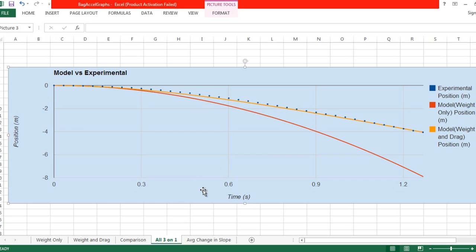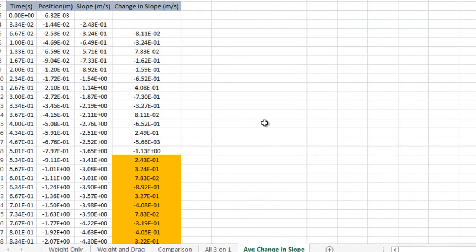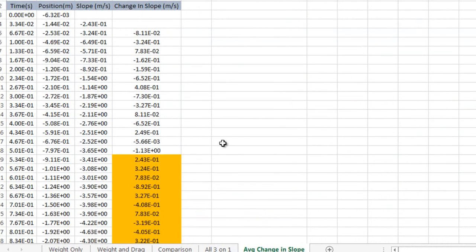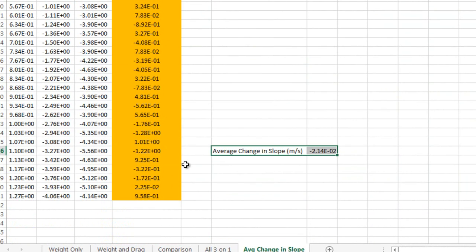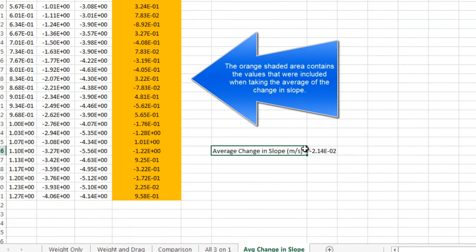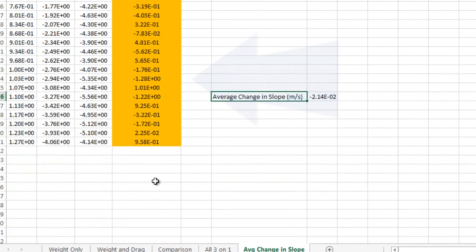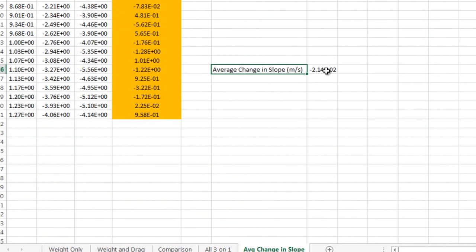To make sure my bag had terminal velocity, or was very, very close to having terminal velocity, I checked it on Excel. I calculated the slope, found the change in the slope, and then I took the average of the changes in the slope near the end, which is where I thought the object seemed to be in terminal velocity. And by taking the average, I found that the change in slope was 0.002 meters per second. If I dropped the bag from a higher point, I'm sure I could have gotten even lower numbers, to a point where the change in velocity was 0, meaning that terminal velocity was reached.